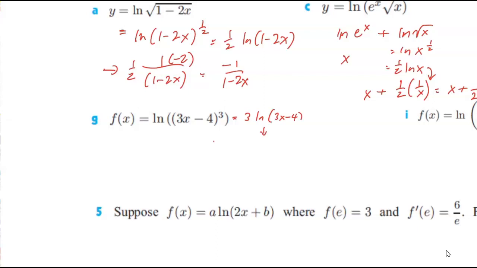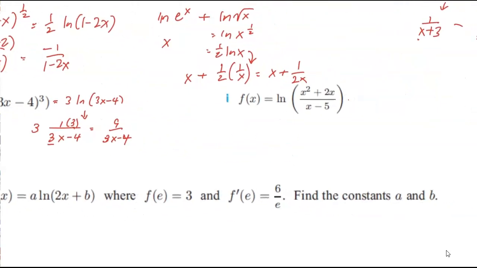When I take the derivative, I can just leave the 3 there, and then I take the derivative of natural log, which is 1 over the contents, and then I need to do a chain rule, multiply it times the derivative of the inside, which would be 3. I can simplify that. It would become 9 over 3x minus 4. Okay.